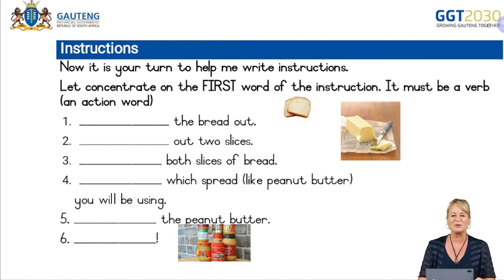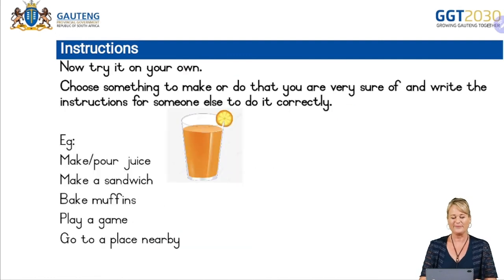And what could the last one be? It could be something like eat or enjoy. Now you are going to try it on your own. And you are going to choose something from the list to make or do that you are very sure of, so that you can write instructions for someone else to do it correctly. If you've never done it before, then you can't write the instructions clearly. So think of something that you know how to do at home. For example, make or pour juice.